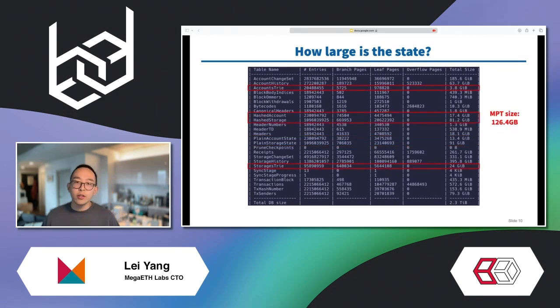By the way, if you also want to fit the entire state Merkle trie in the memory to help with Merkleization, there's another 126 gigabytes.